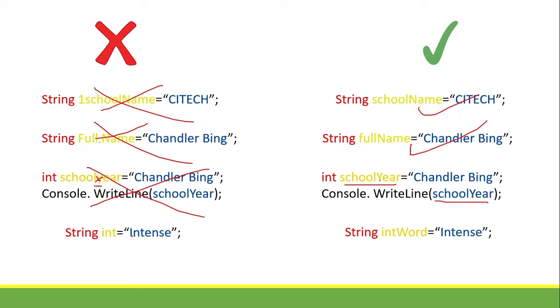And then, this one naman, string int is equal to intents. So, anong mali dito? Ang mali dito ay gumamit tayo ng keyword na int. So, mali siya. Ang tama dapat is kung gusto mong gamitin si int, dagdagan mo pa siya ng another text or another character para hindi siya maging isang reserved keyword. So, ito yung tama, int word. So, this is the correct one.